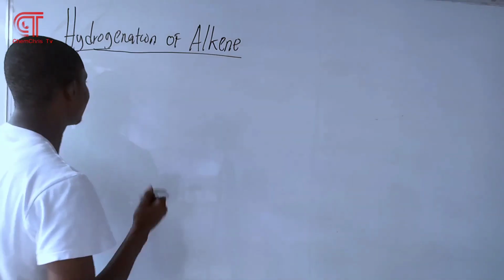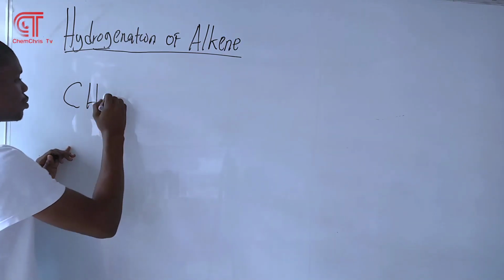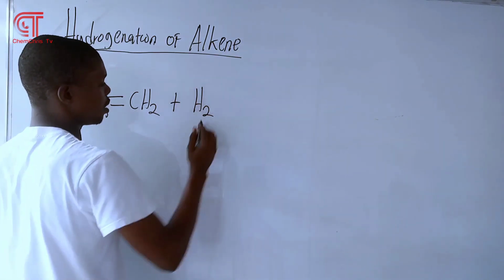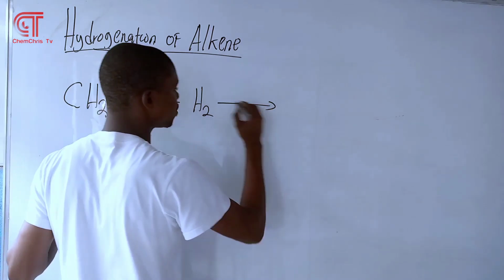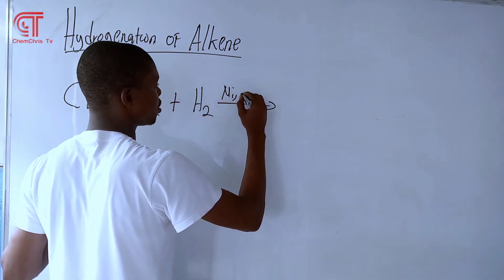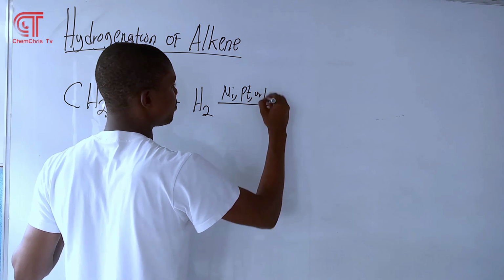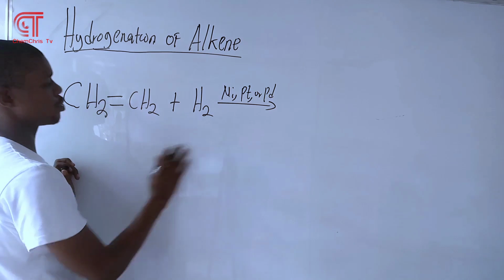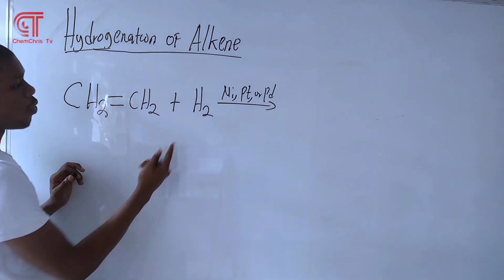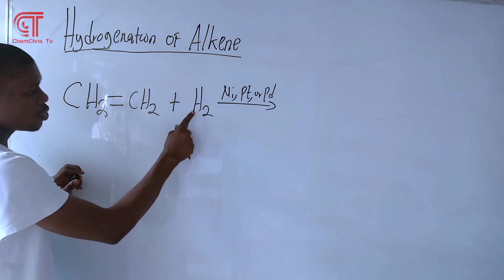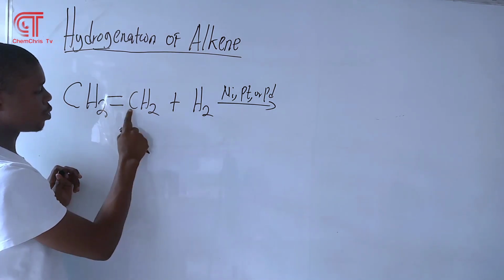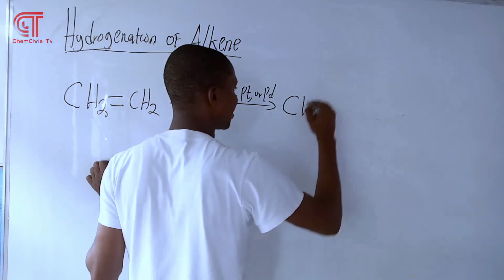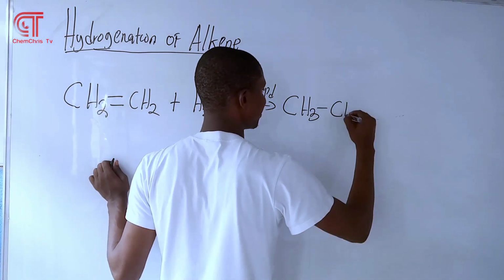For example, when you have something like this, CH2 double bond CH2 plus H2, which is the hydrogen. What happens here? You need a nickel catalyst or platinum catalyst or palladium. You get that? So any of these catalysts will make the reaction occur. So now, what would be the product? One of the hydrogen will be added here, one of the hydrogen will be added here to break the pi bond. So the product is now going to be CH3, single bond, CH3.